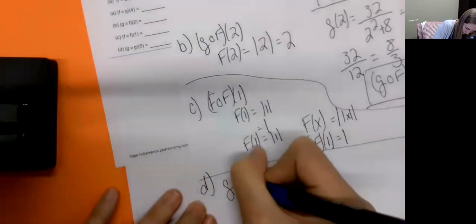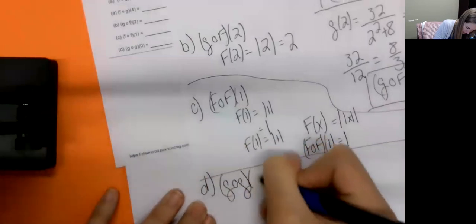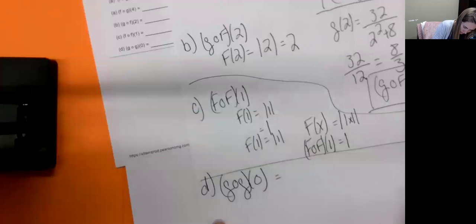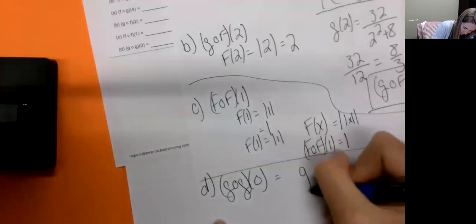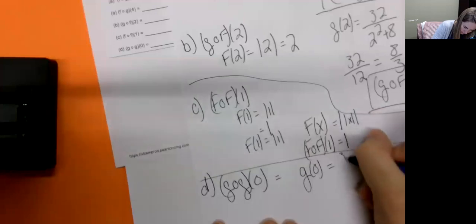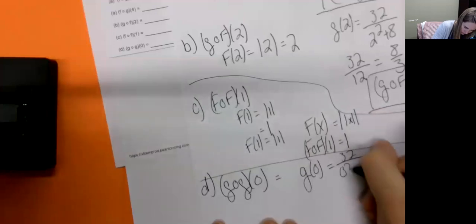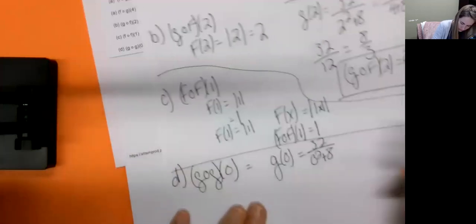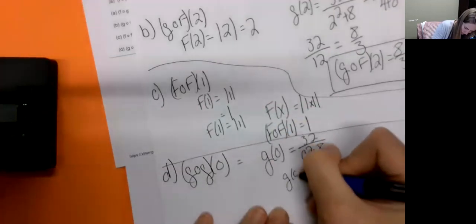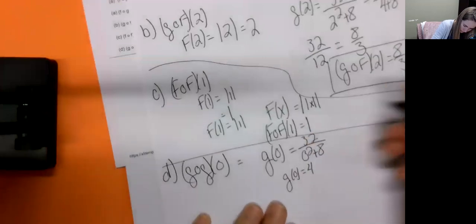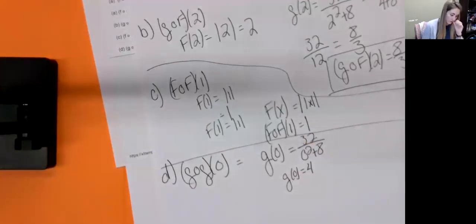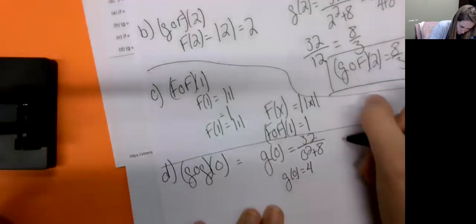And then we have g of 0. So first we'd substitute 0 into the g function. So 32 divided by 0 squared plus 8. So 32 divided by 8 would be 4. Then we're going to substitute the 4 into this equation, which is going to take us back to the very first equation we did. So be sure you take good notes.